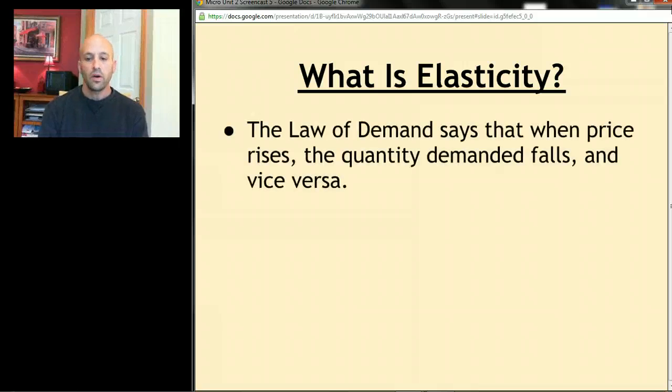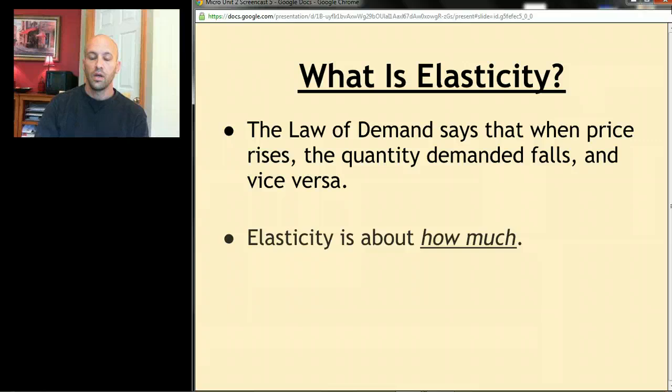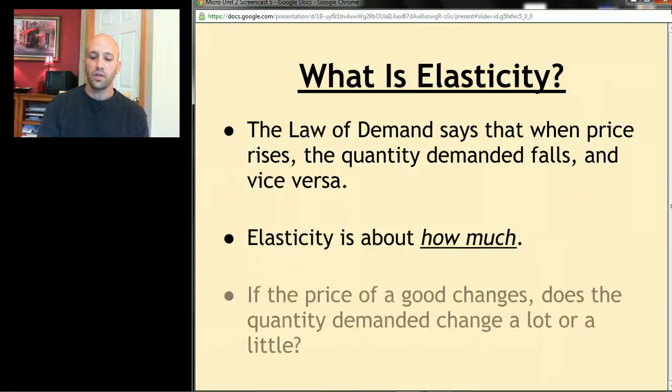If you'll remember, the law of demand says that when price rises, the quantity demanded falls, and vice versa. There is that inverse relationship between price and quantity. When prices go up, we don't buy as much stuff, basically. The concept of elasticity is about how much. Specifically, if the price of a good changes, does the quantity demanded change a lot or a little? That's what elasticity is about. It's a little bit more of a refinement dealing with the law of demand.